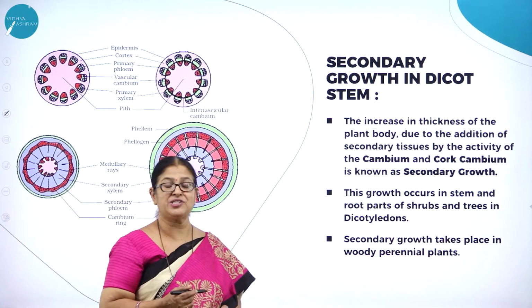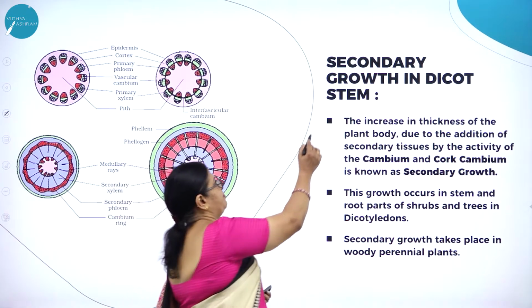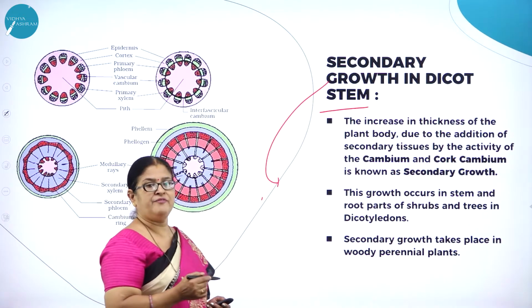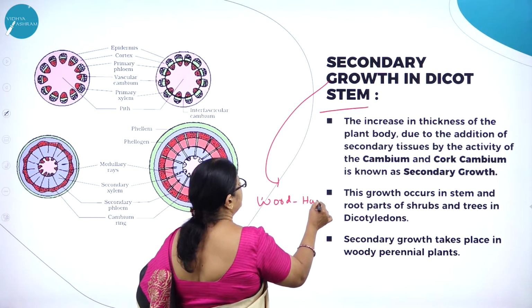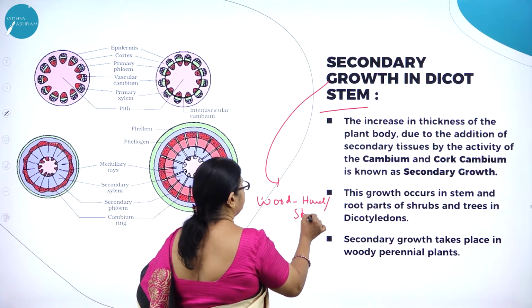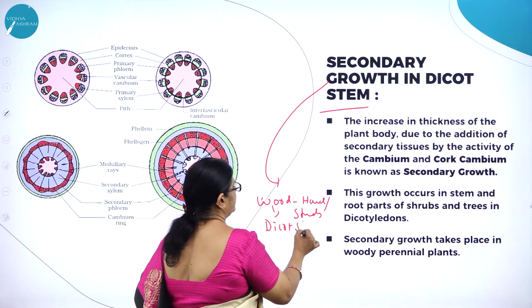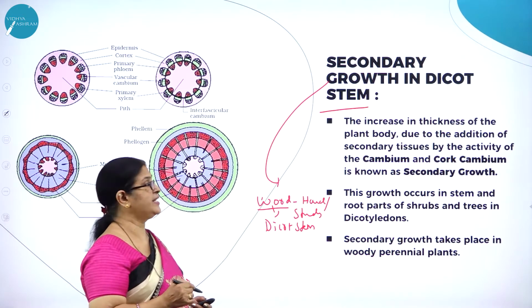Let us move on to the next very important concept called secondary growth in dicot stem. What is secondary growth? I think all of us know, we use a word called wood, which is hard and sturdy. And we call it wood only in the dicot stem. We don't use the word wood for the monocot stem. So what is secondary growth?